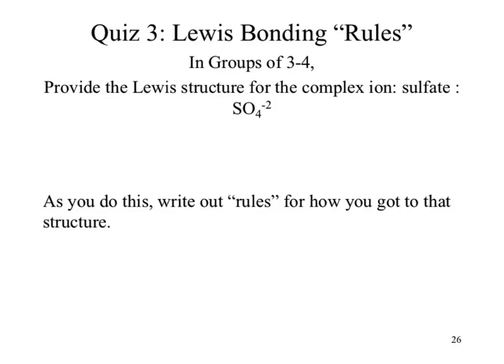Okay? So, let's move it to the next part. Now that we know what our bond classifications are, let's actually make a structure with bonds. So, work with the people around you, 3 or 4. If you want to work by yourself, that's fine too. I'm okay with that. Provide the Lewis structure for the complex ion sulfate, SO4 minus 2. The more important part of this is going to be writing out the rules for how you got to that structure. That's what we want to see.